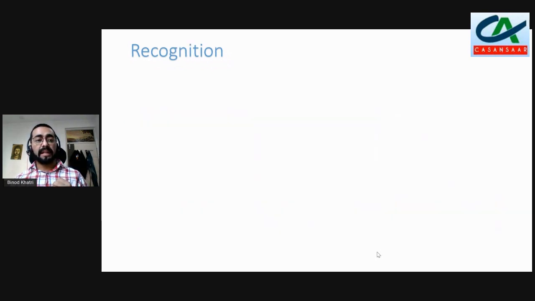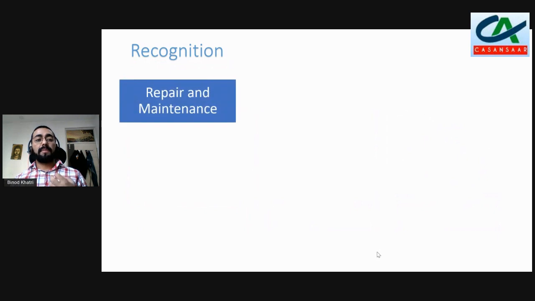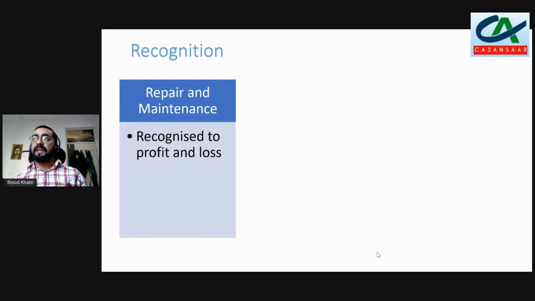So now let's move to talk again about recognition for the different parts we use in the PPE. Repair and maintenance: regular repair and maintenance on a daily basis or on a systematic basis will be charged to the profit and loss account, because that will not meet the recognition criteria, which is expected to be used for more than 1 year. And so we recognize repair and maintenance on PPE in the profit and loss account.